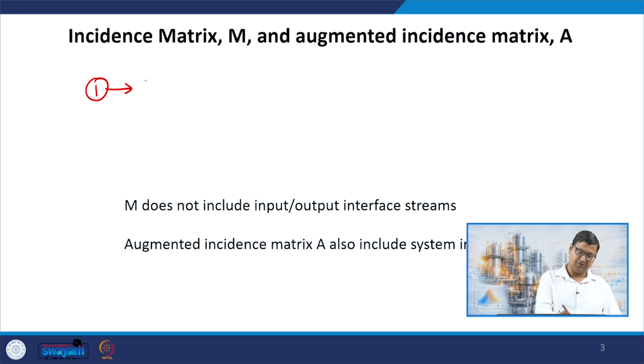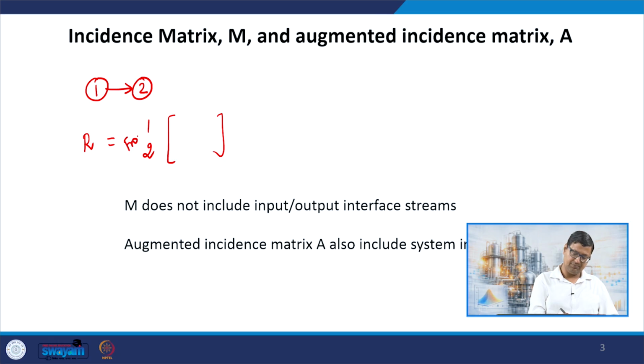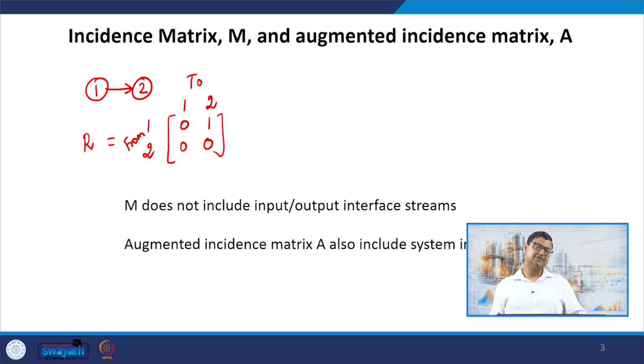Let's say I have a simple graph, 1 to 2. In this case, the Boolean matrix looked like this, with labels 1, 2 from and 1, 2 to, and there is a flow from 1 to 2. So, I put 1 there and every other term is equal to 0. That is my matrix, the Boolean matrix.